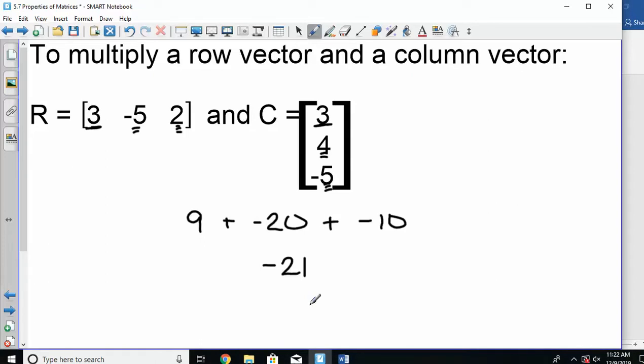Can you explain what you did again? So I took the first number in each one, multiplied them. Second number in each one, multiplied. Third, multiplied. Then you add those together.